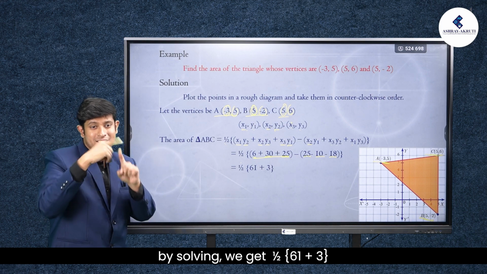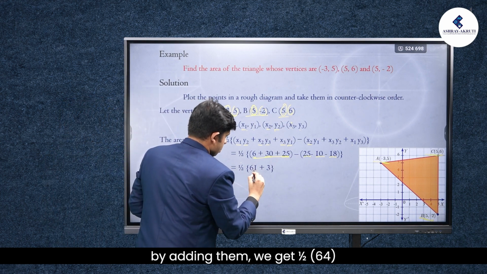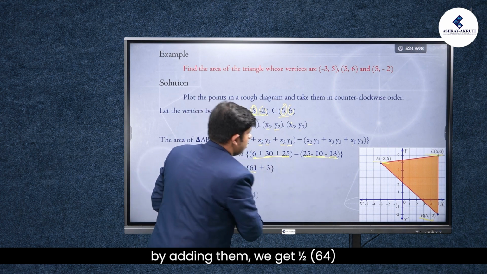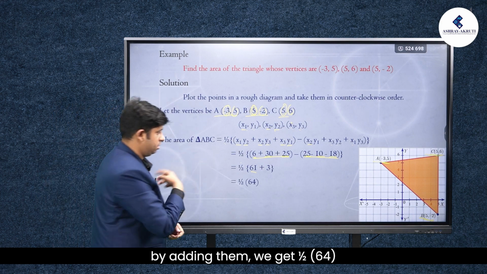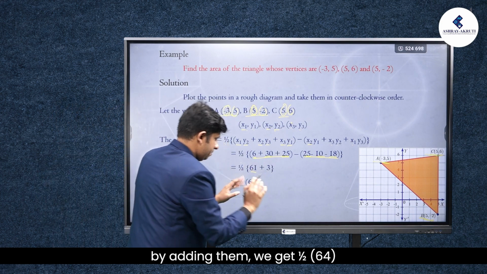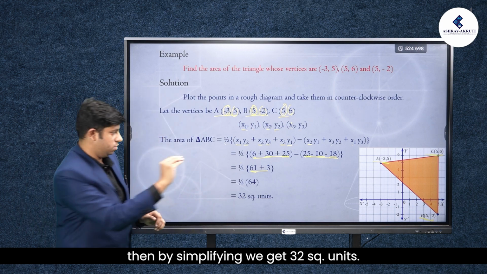By solving, we get half into 61 plus 3. By adding them, we get half into 64. Then by simplifying, we get 32 square units.